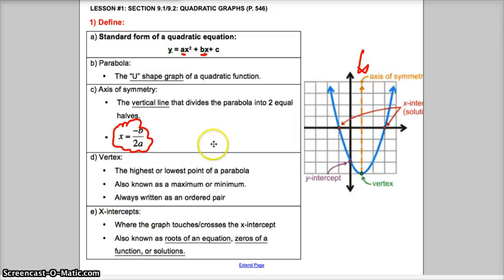Vertex is referred to as the highest or the lowest point of the parabola, also known as the minimum or maximum, and it's always written as an ordered pair. Here, this vertex is a minimum because it's the lowest point. The x-intercepts are where the graph touches the x-axis. They are known as roots of the equations, zeros of the equations, or solutions. And then y-intercept, where it's crossing the y-axis.